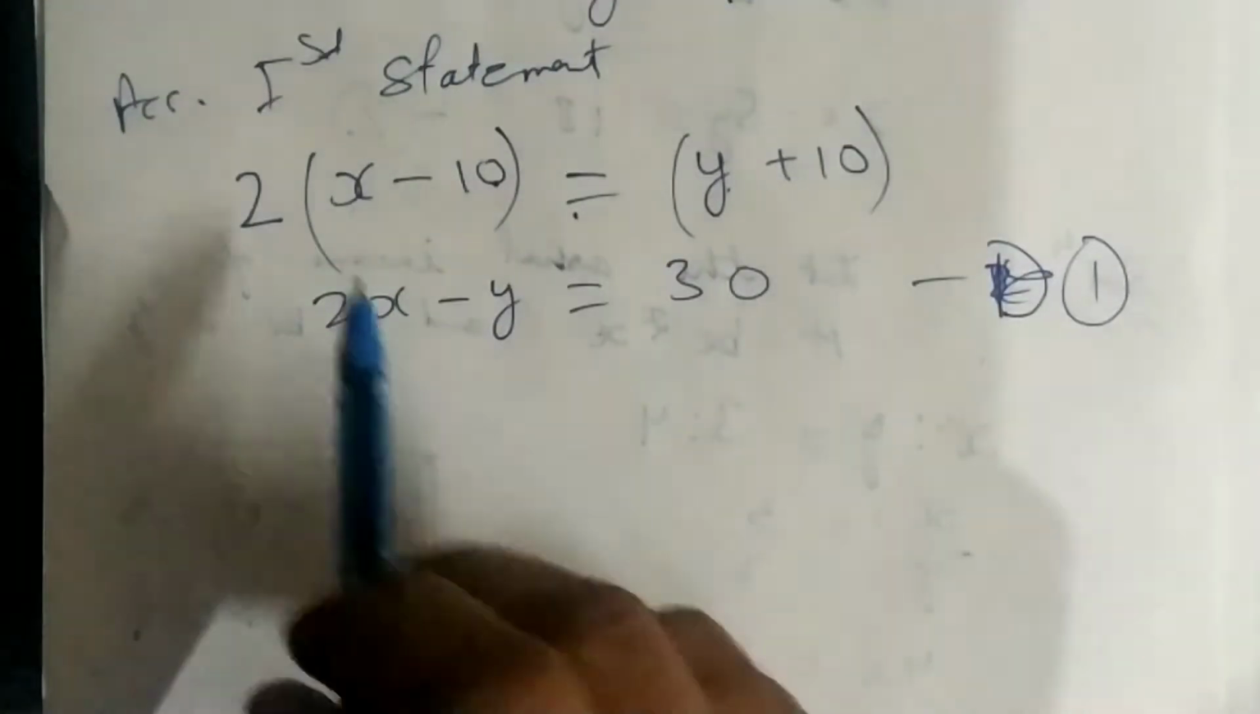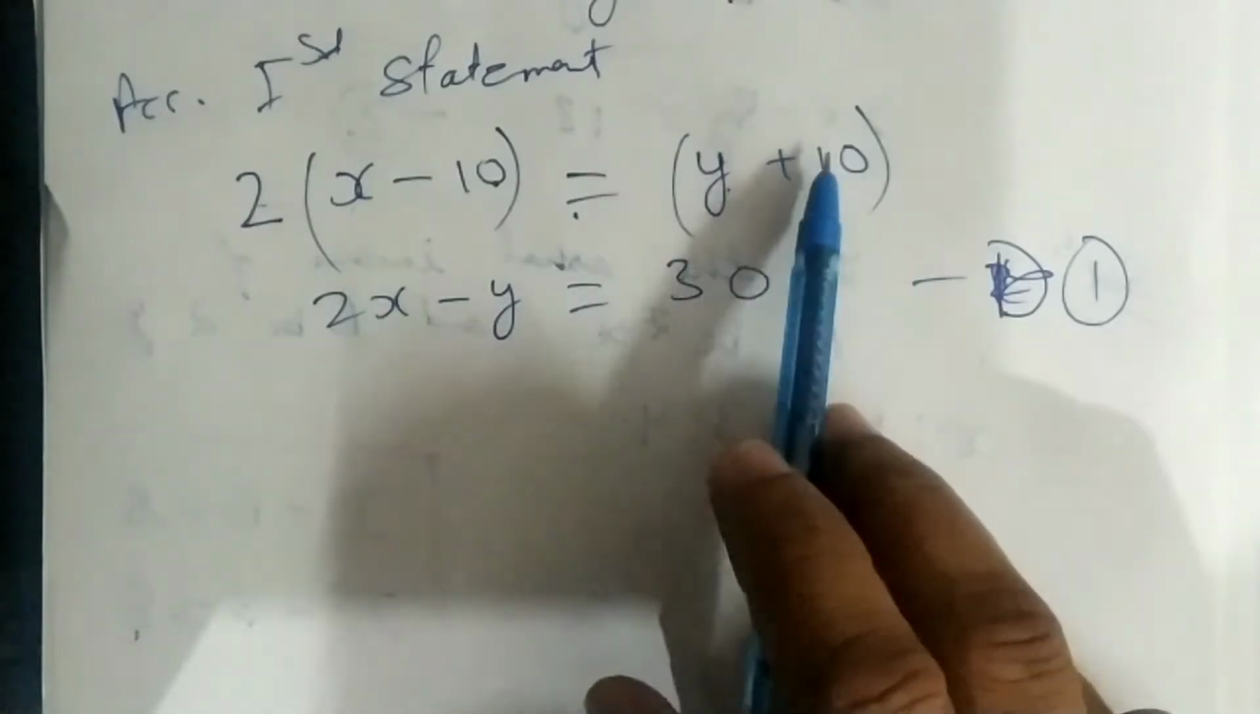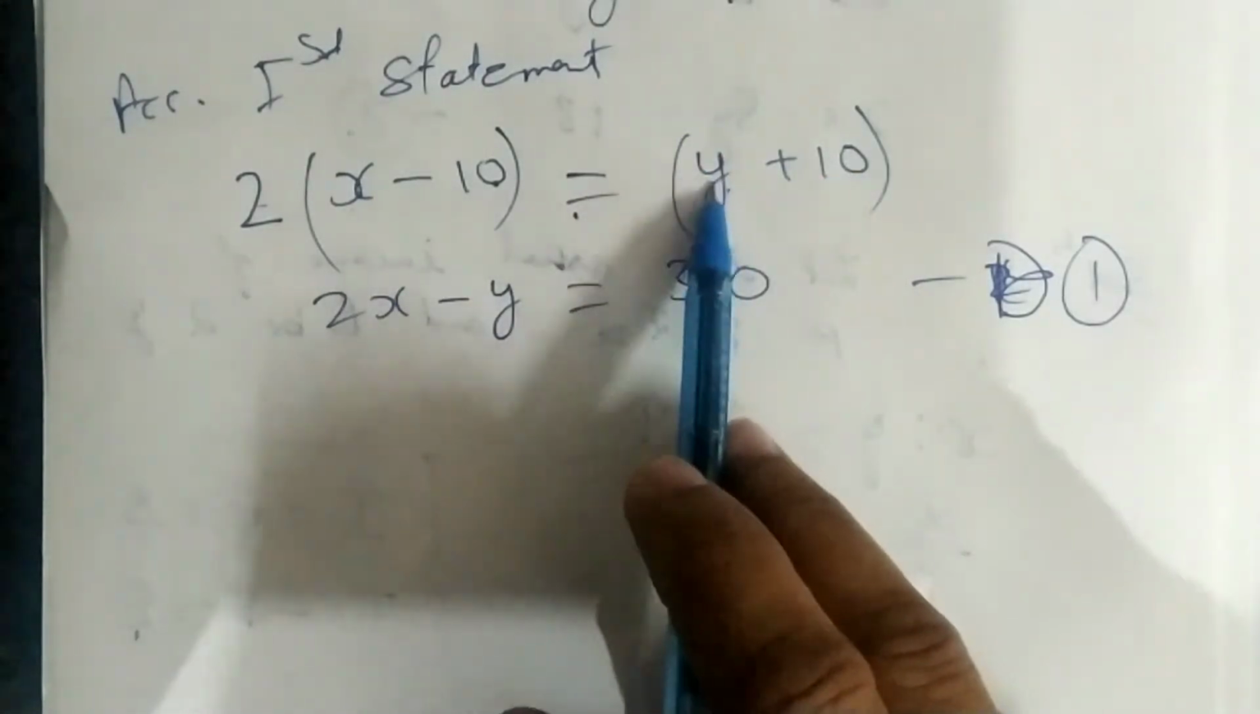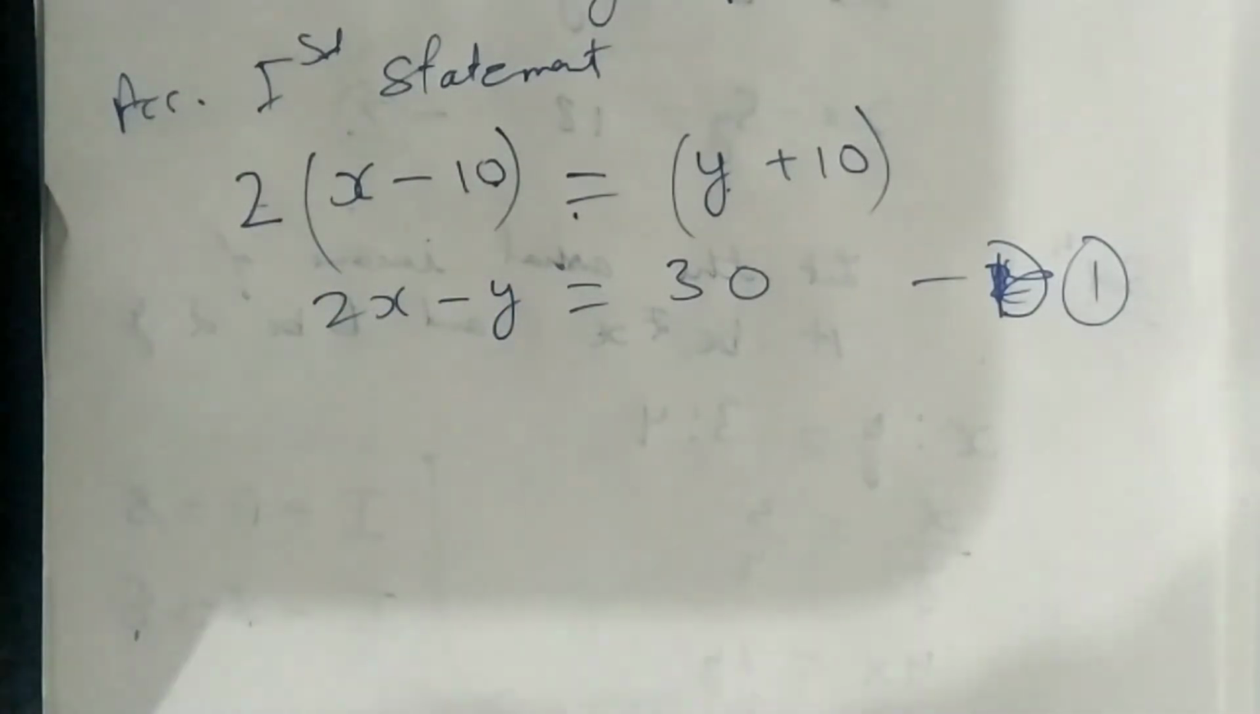So what we did, when 2 is multiplied by x, 2x minus 20, this 20 will go that side, 20 plus 10, 30. This y will change its sign and become negative. So this is our first equation.